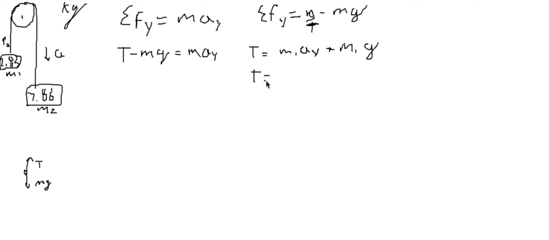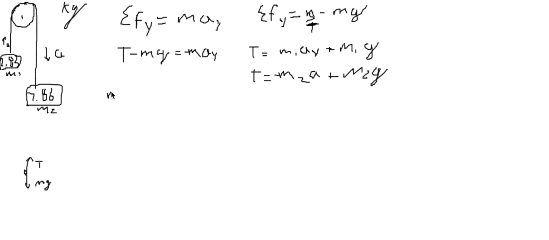M2 would be T equals M2A, and notice that this is negative because acceleration is in the downward direction, which makes this whole side of the equation negative. Move that over, that's a negative sign. M2A plus M2G is equal to the tension. And since both of the masses are connected to the same string, the tension will be equal. So that means these two equations will equal each other.